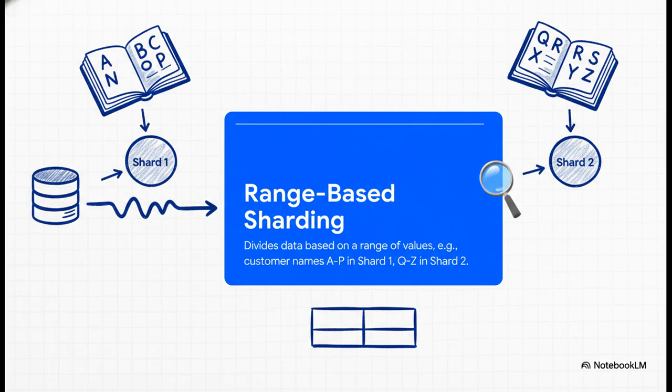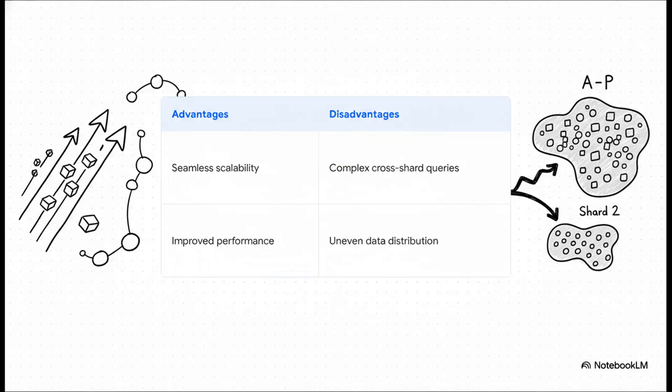Method number 2 is range-based sharding, and this one's probably the easiest to wrap your head around. Instead of a math formula, you just divide your data based on a range of values. Like the slide says, you could literally say all customers with names from A to P go on shard 1, and everyone from Q to Z goes on shard 2. Super straightforward.